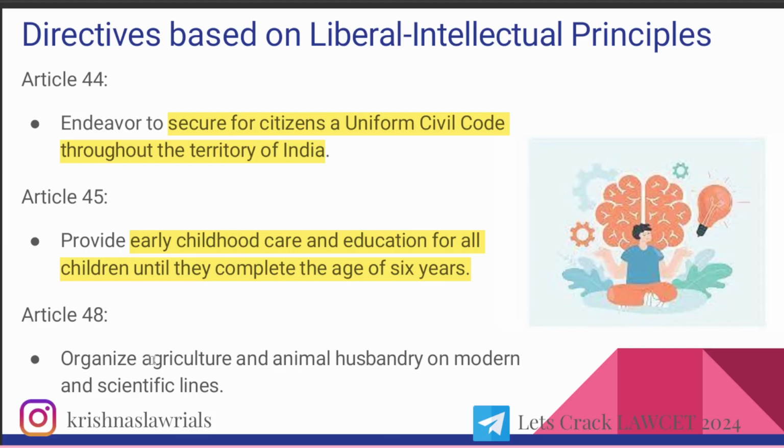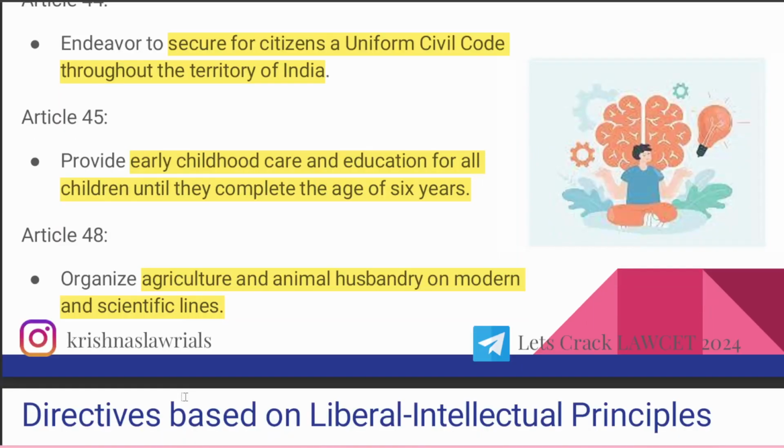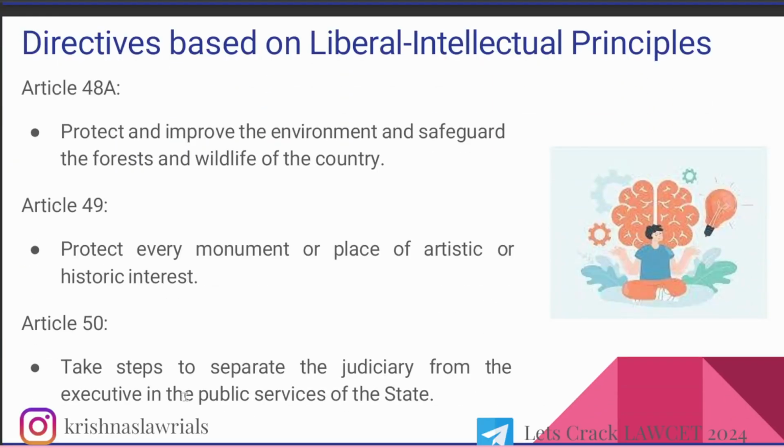Under Article 48, organize agriculture and animal husbandry on modern and scientific lines. So under Article 48, it focuses on organizing agriculture and animal husbandry on modern and scientific lines, like poultry farms and all. Under Article 48A, protect and improve the environment and safeguard the forests and wildlife of the country. So it is emphasizing protecting the environment and protecting the wildlife.